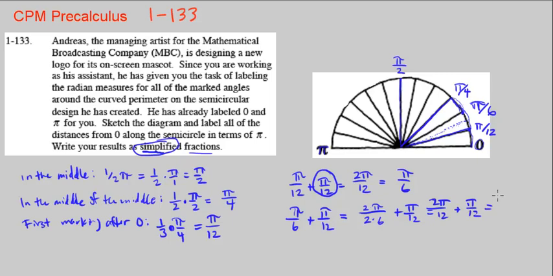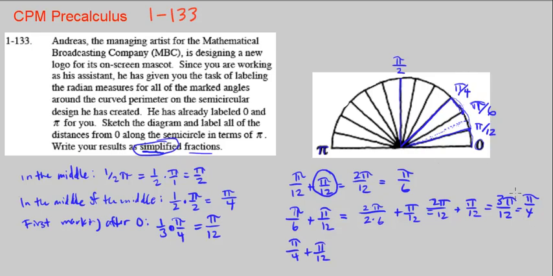Is 3 pi over 12, and we can simplify by dividing the numerator by 3 and the denominator by 3, we get pi over 4. Okay, that looks good. That's consistent. So we're going to keep adding pi over 12. So what's pi over 4 plus pi over 12?